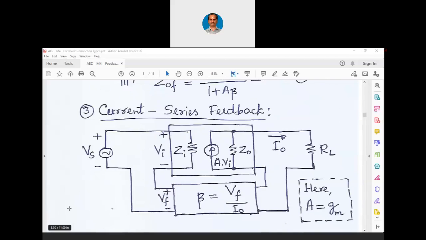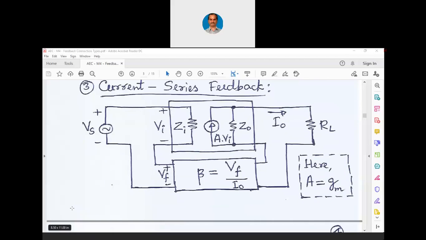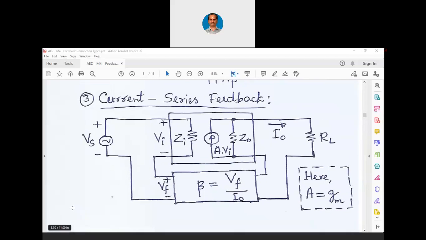Now let us go for the third connection called current series feedback. You can see in this particular connection, current we are taking at the output and connecting back in series to the input. Now we have current at the input and current at the output. So naturally output is a current source now instead of a voltage source.